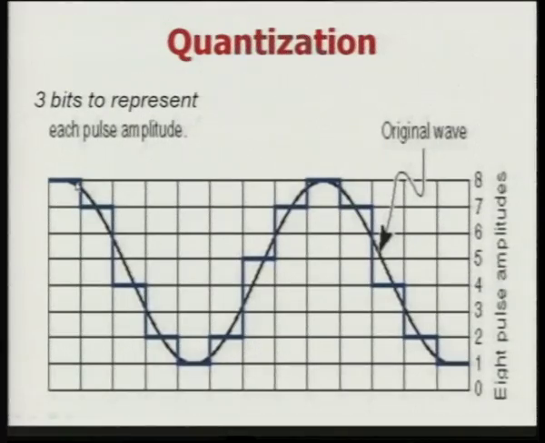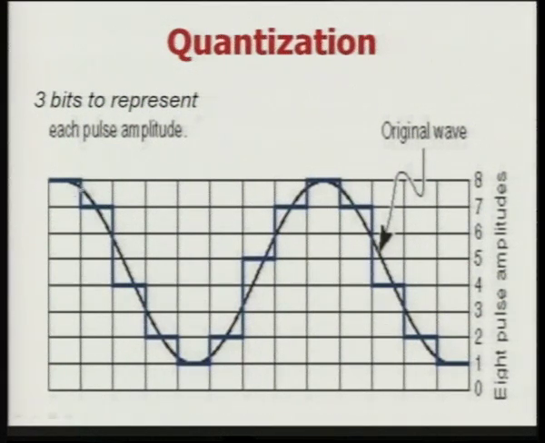So, let us look at how this is actually done. You can see that in this example we have used 3 bits to represent each pulse amplitude, and if this is my analog signal, assume that each of these boxes represents a sample. At the middle of the box I have sampled the signal. So, when I sample at the middle of the box I find that there is a particular value, and it is that value which is used to represent this particular signal.